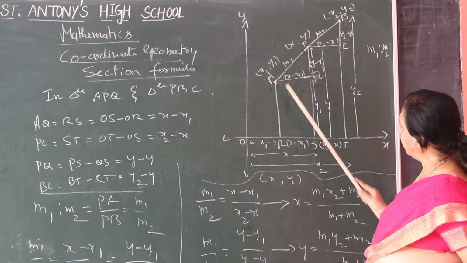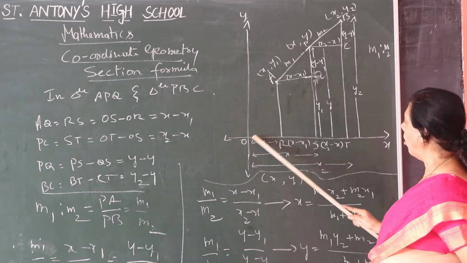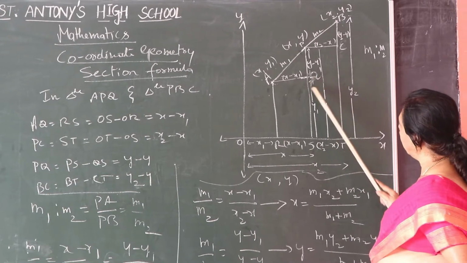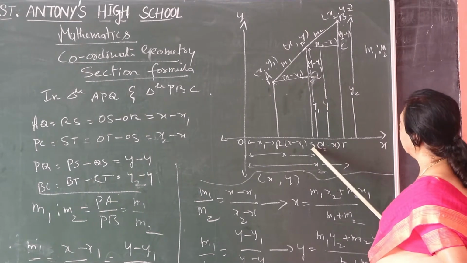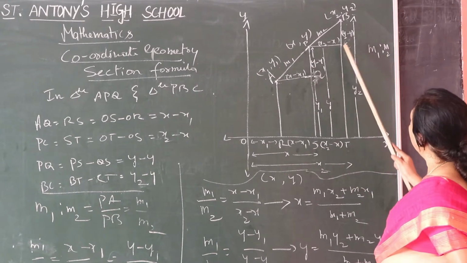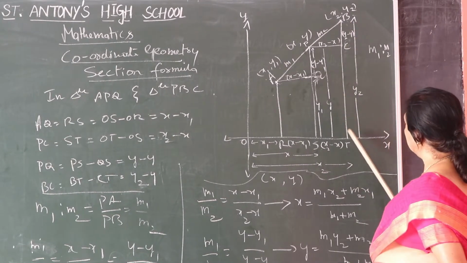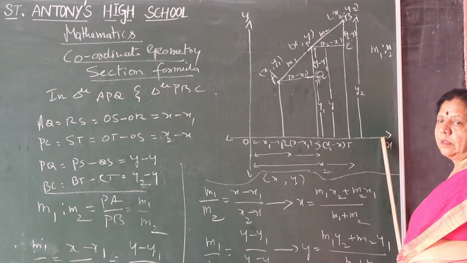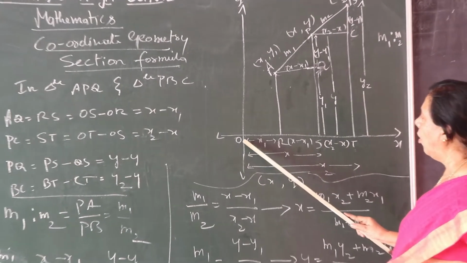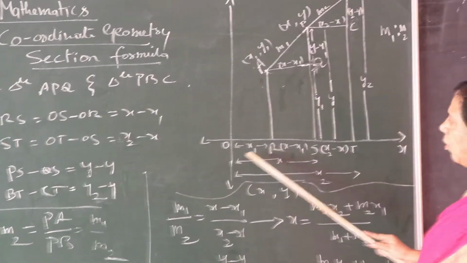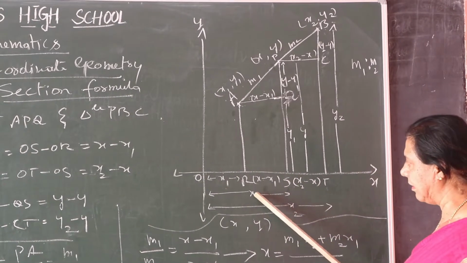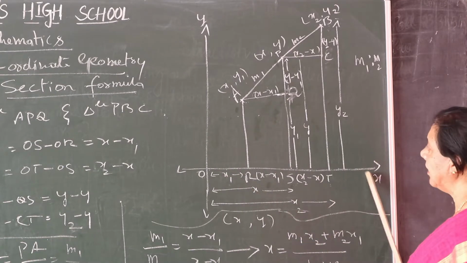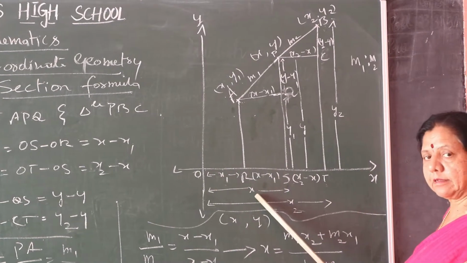Now, AR is a perpendicular line on the x-axis. PS is also a perpendicular line on the x-axis. BT is also a perpendicular line on the x-axis. Now see here the measurements. OR is x1. OS is x. OT is x2. Because it is on the x-axis, we name them as x.